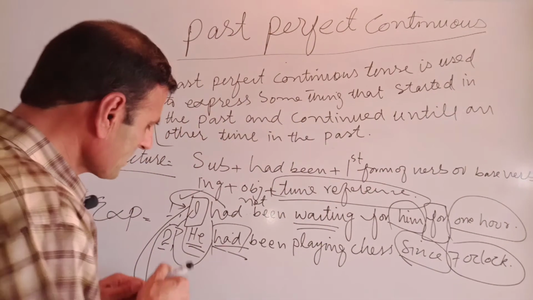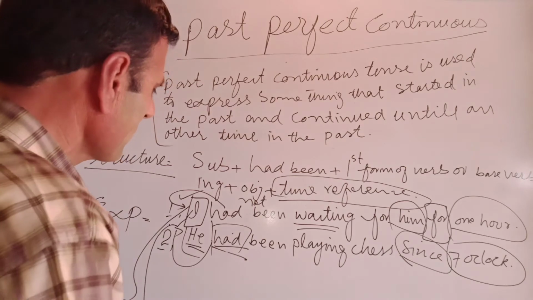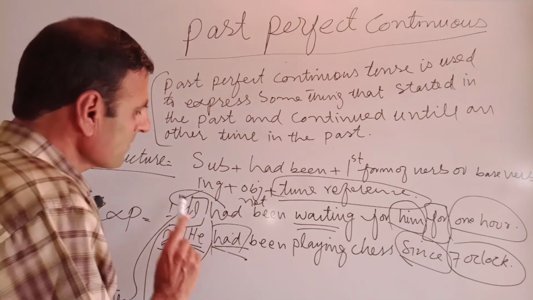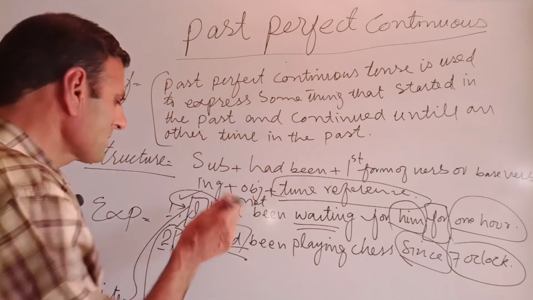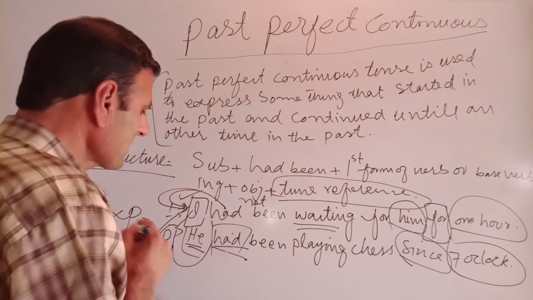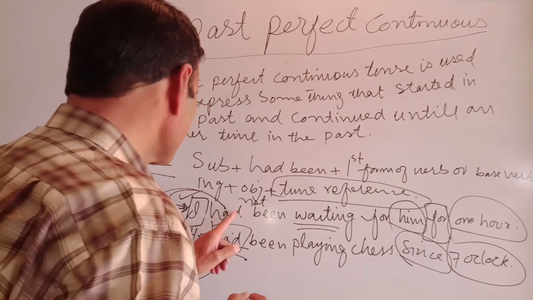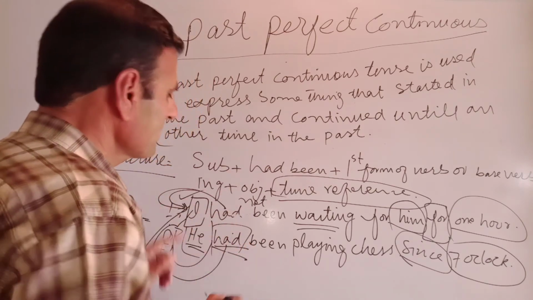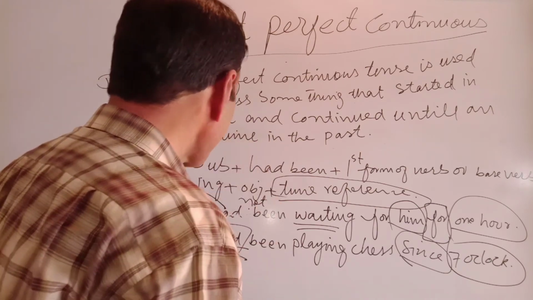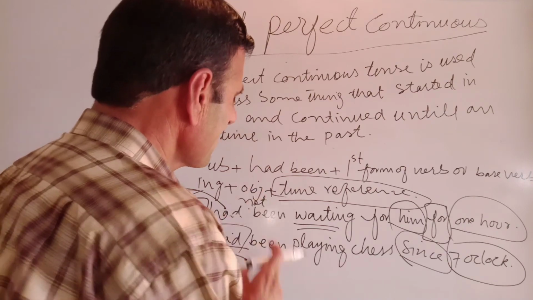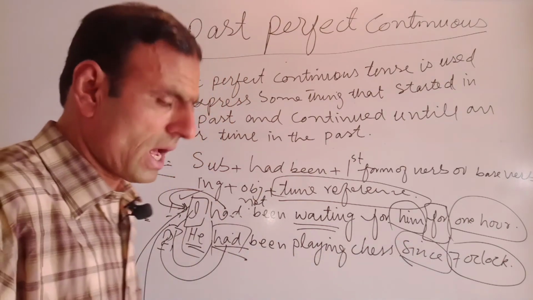Okay, one other step: interrogative negative. If we change the same sentence into interrogative negative, we put the same things. Had comes at the start of the sentence, followed by the subject, and then we put a not. Had I not been waiting for him for 1 hour? Or had he not been playing chess since 7 o'clock?